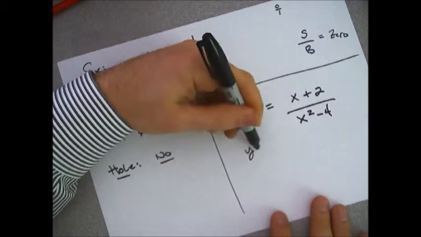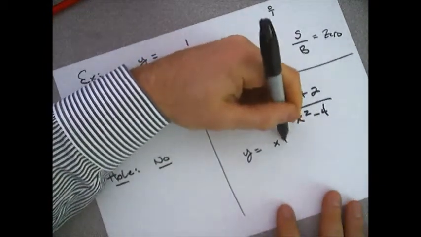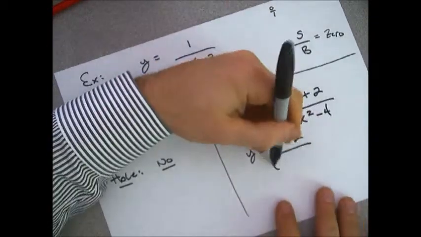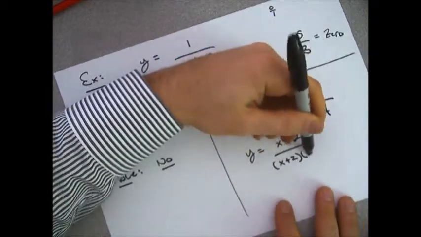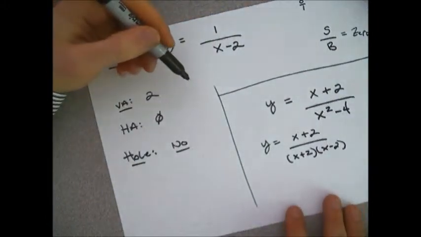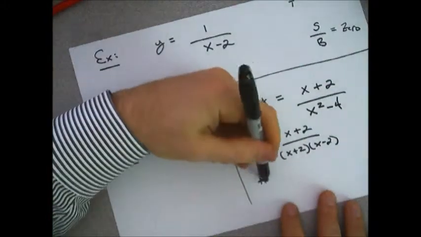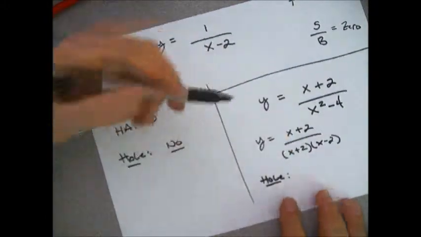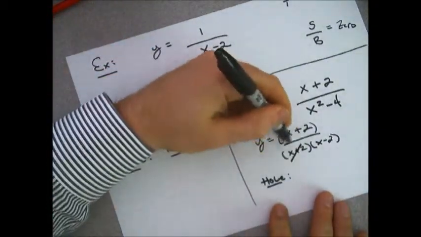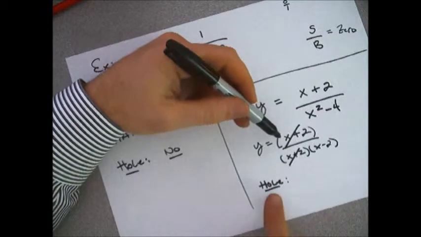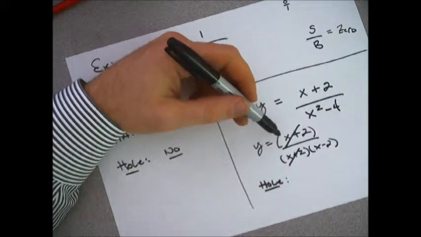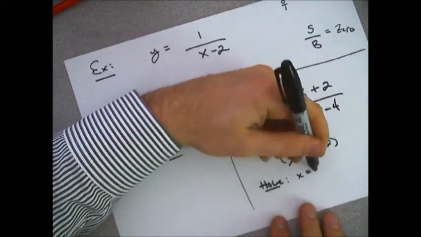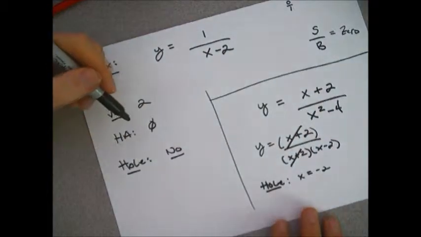So this is y equals x plus 2 over, I got you, x plus 2 times x minus 2. Then you cancel that. First thing I do now is make my list for the hole, because I should see something cancels. What's going to cancel? x plus 2. To write the hole, you zero that out. So the hole is at x equals negative 2.